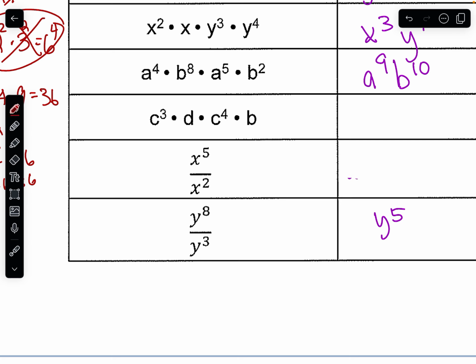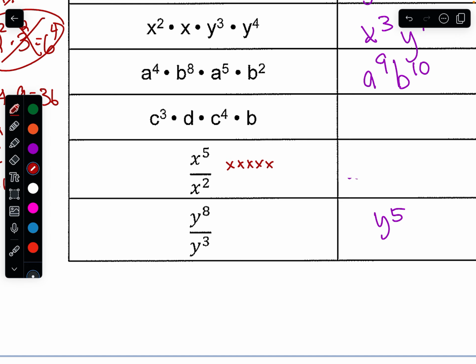All right, so if I look at this from a logical standpoint, I have 5 x's on top and I have 2 on the bottom, and these would cancel this one out, cancel this one out, and I have 3 left over on the top, right? So I'd have x to the third. Or I could have said that 5 minus 2 is 3, and that's how you would get that.